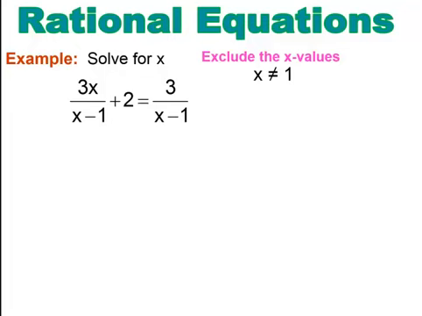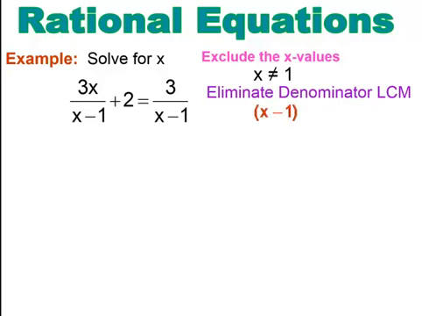If I would take a positive 1 and substitute it into x, I would end up with 0 in the denominator. Now I want to eliminate the denominators by multiplying through with the least common multiple. And in this case, the least common multiple is that x minus 1. So I'm going to take that x minus 1 and I'm going to distribute it through the entire rational equation. And I'm going to end up with something that looks like this.